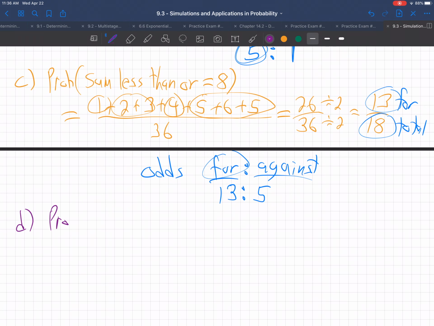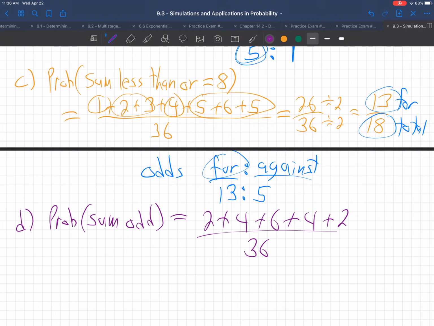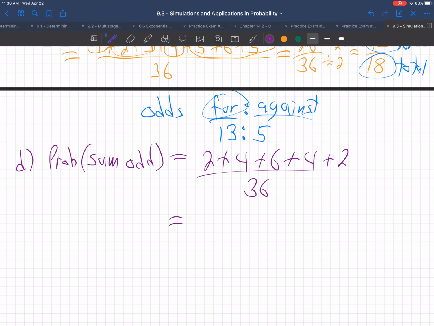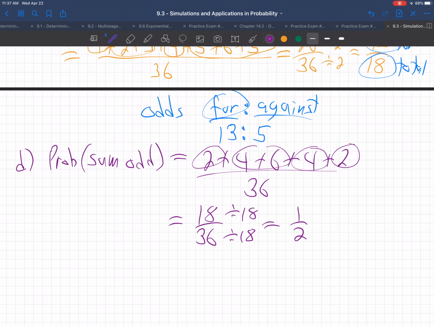So start with the probability again. Probability the sum is odd is 2, 4, 6, 4, 2 boxes out of 36. And so that is, what's that? This is 10, 12, 13, 14, 18 out of 36. Divide top and bottom by 18. Oh, it's a half. Yeah, of course, it's either going to be even or odd, huh? Should have known that, a half.